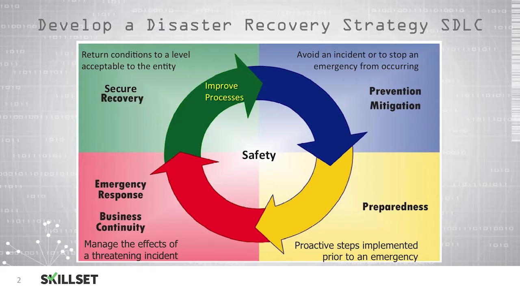During the emergency response phase, we will activate our business continuity plan to make sure that our business continues to function and to make sure that we manage all of the effects of the incident. After the incident has occurred, we move to our secure recovery phase. The objective here is to return our business to the condition that it was in before the incident occurred. We want to make sure that we improve the process after we complete the recovery and determine if there's anywhere we can improve. And you can see the process will then begin again with prevention and mitigation.